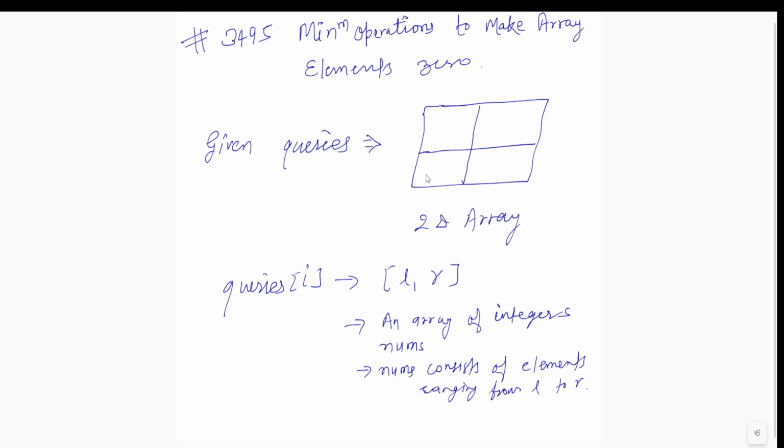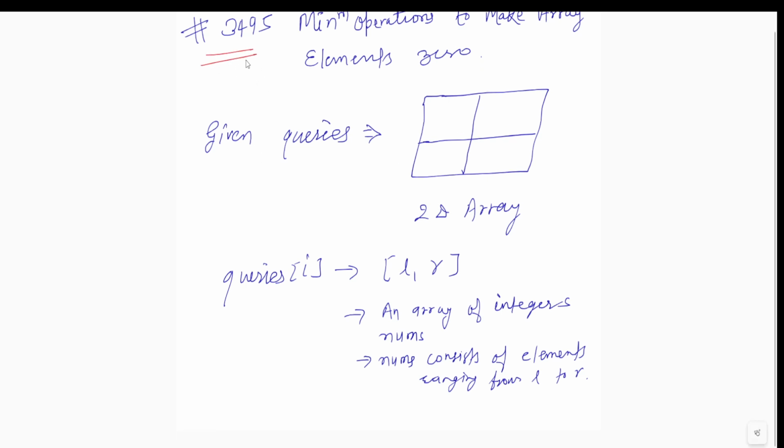Let's understand what the question is saying. This question, 3495, says we have to find the minimum operations to make the array elements 0. Very first, understand what a query is. Queries is a 2D array that we have been given, and queries[i] has left and right. This is a kind of range given for each index.